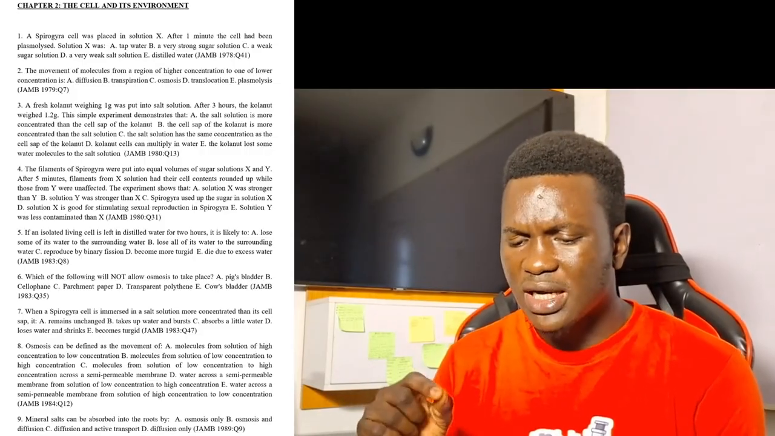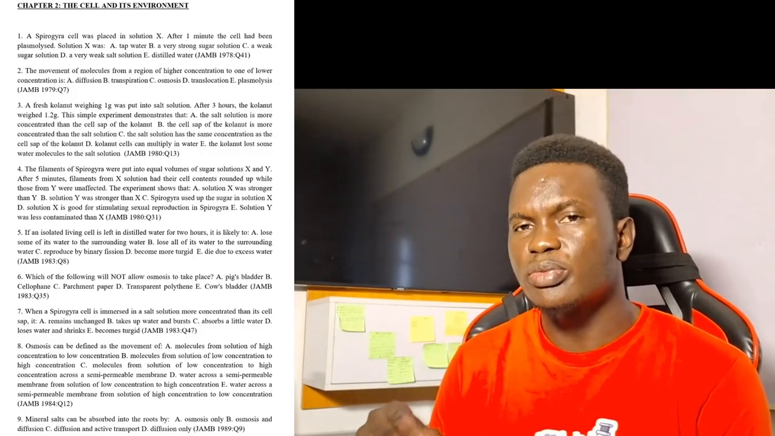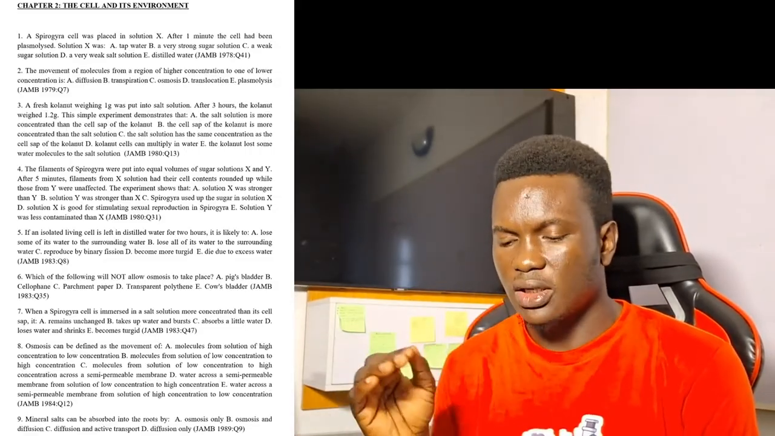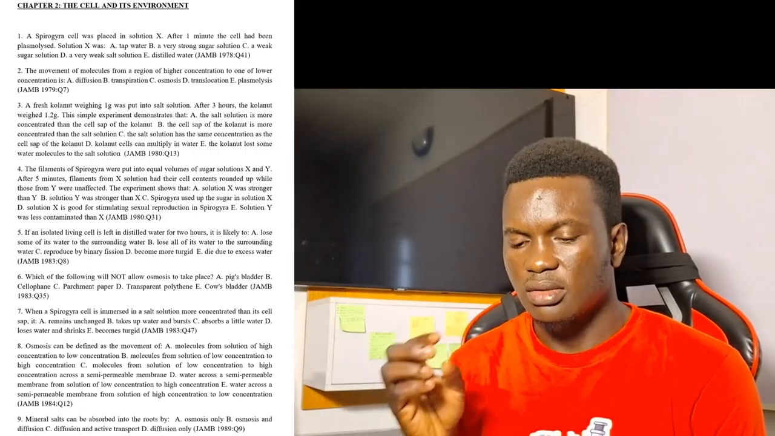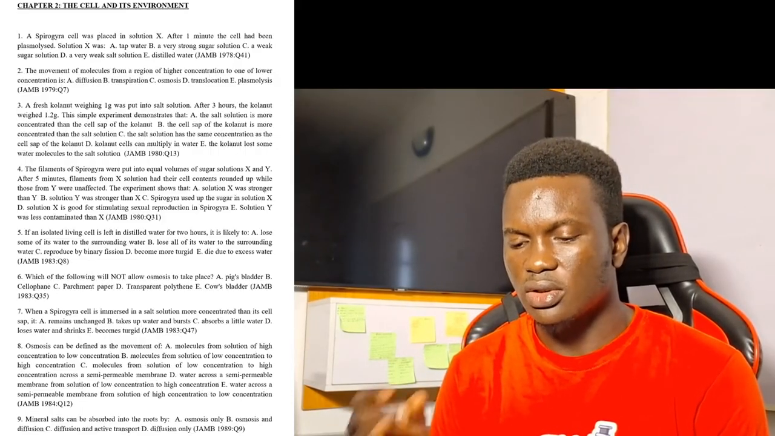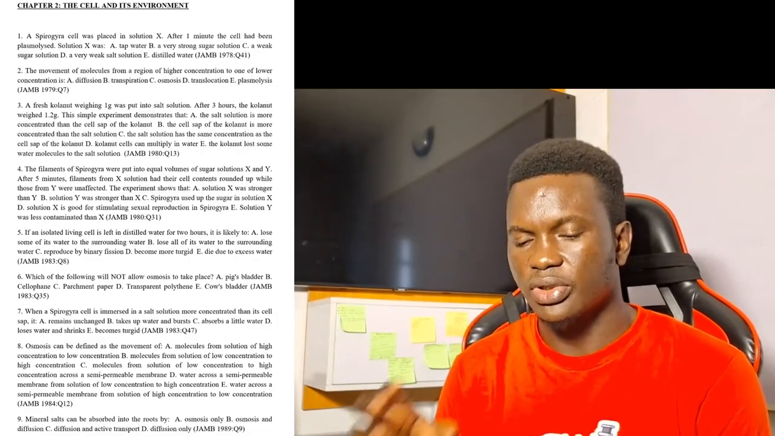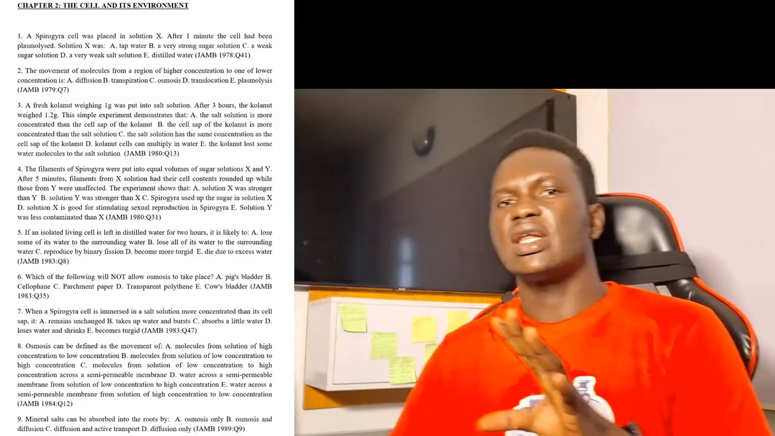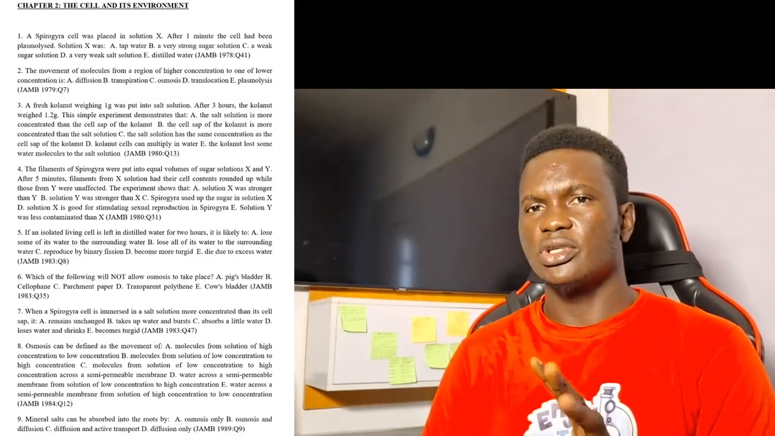So 10, mineral salt can be absorbed into the roots by what? Mineral salt. Now note something. A, osmosis. B, osmosis and diffusion. C, diffusion and active transport. D, diffusion only. When I was explaining in the class, I told you something: that active transport requires energy.